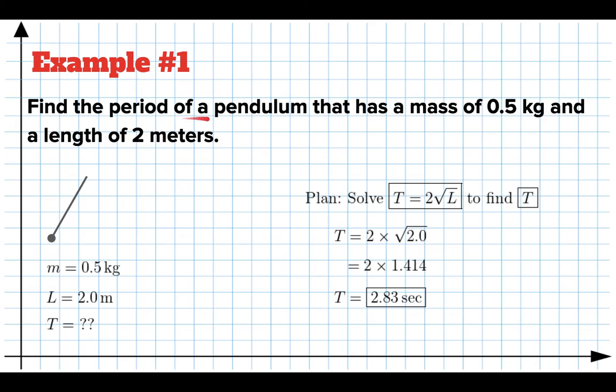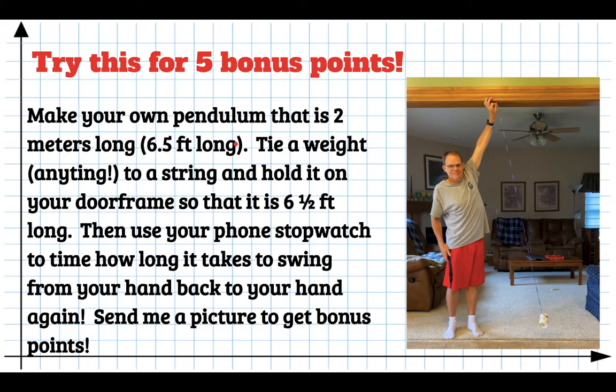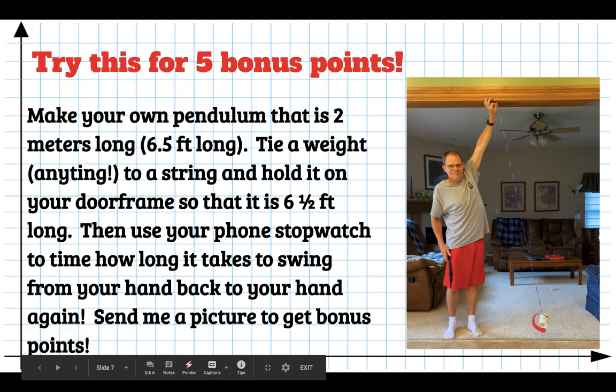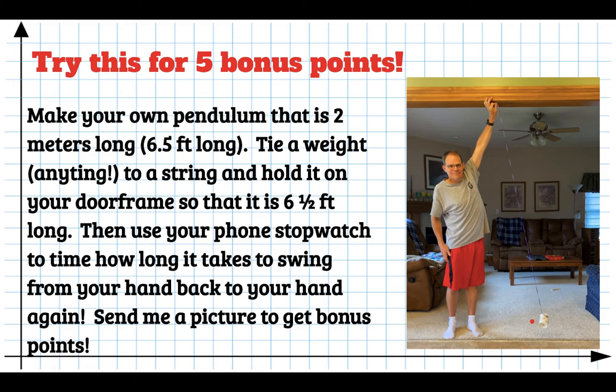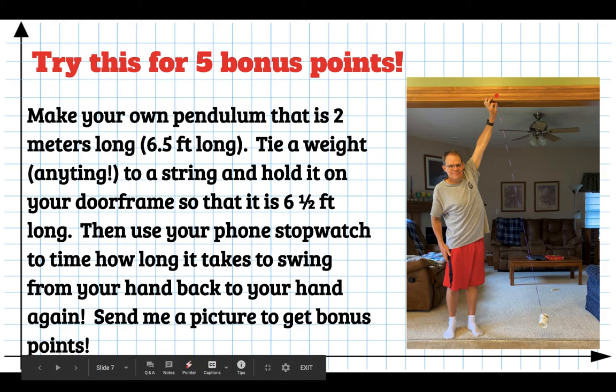So if you want some bonus points, here's what you can do. You can make a pendulum that is about 2 meters long. Here's how you can do it. Tie a weight. Really, you can use anything. In my case, I used a mug from my kitchen cabinet. Tie it to a long string. Here I couldn't find any string, so I used a piece of curling ribbon from the Christmas box. It was purple, so nobody uses it for Christmas. And I measured 6.5 feet long from the cup all the way to the end of the string.